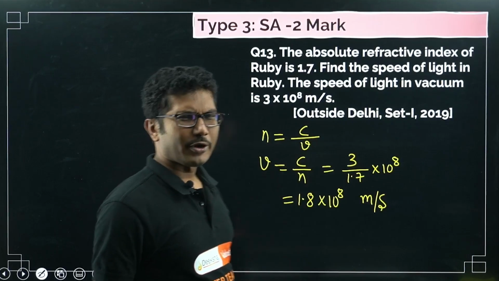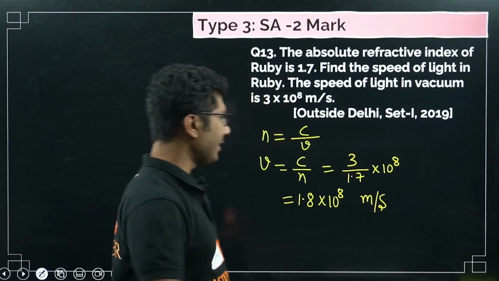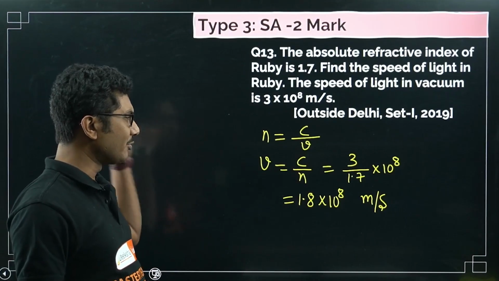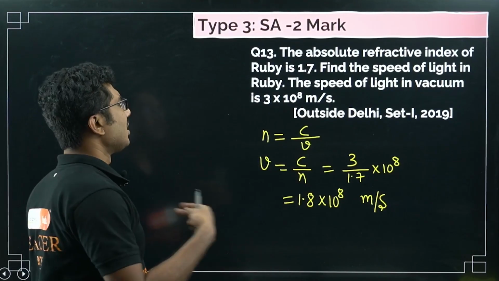It will be around 1.8, 1.9. Okay, 1.8 is a very good approximation. Very simple answer. If you write this formula and write this answer, you will get full marks. Don't worry.